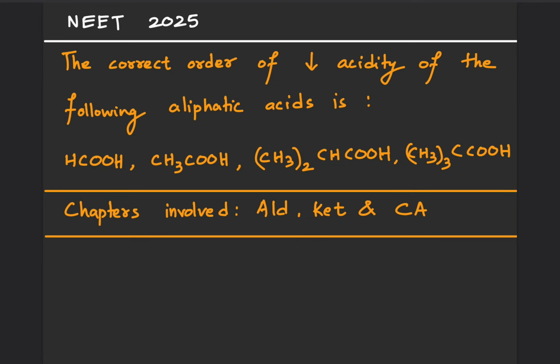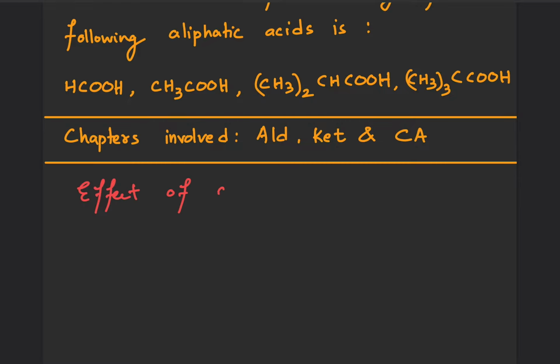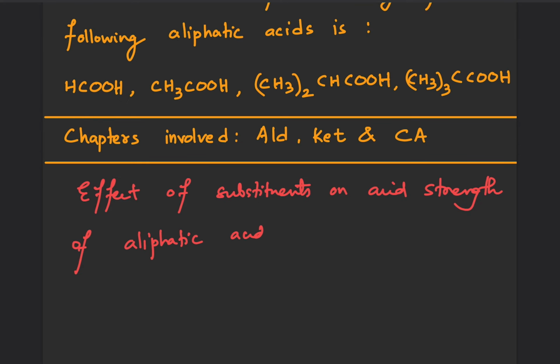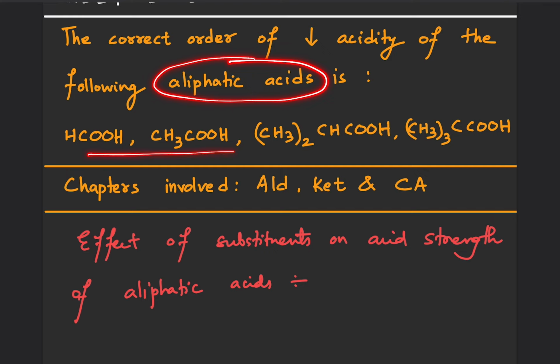So a little bit of prerequisite before we do the question. Let's talk about carboxylic acids. They are by far the most acidic amongst all the organic compounds that we have studied. The next thing that we need to know is the effect of substituents on acid strength of aliphatic acids. Aliphatic means they don't contain any aromatic ring, and in the question they have given us 4 aliphatic acids.